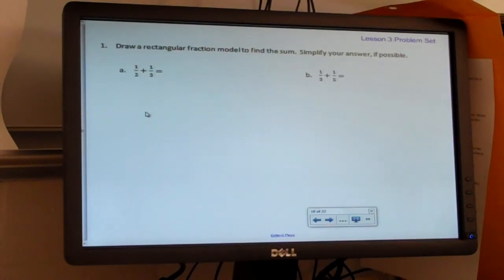So we are going to use a rectangular fraction model to find the sum. So how do you think we can add these? Does anyone think they might know how we can add these using a rectangular fraction model? James? Can I draw it on the board? No, I just want you to tell me what we're doing for now. So, draw the rectangle. Don't write anything on your papers yet.